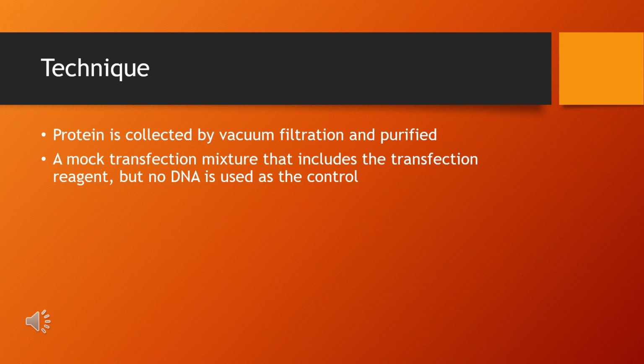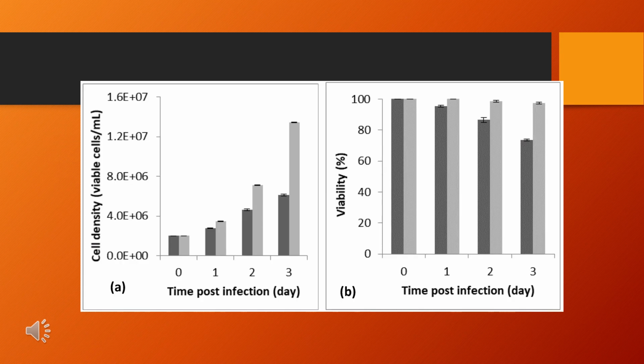And when using this in experiments, a mock transfection mixture that includes a transfection reagent but no DNA is used as the control. This figure is from a paper where researchers used a baculovirus expression system to produce a SARS-CoV-2 spike protein. These charts show the cell density and viability up to 3 days after infection. The dark bar is the infected flask, and the light bar is the non-infected flask.